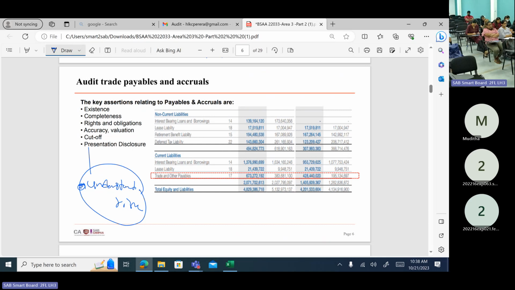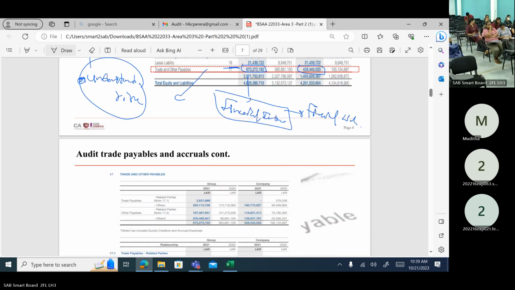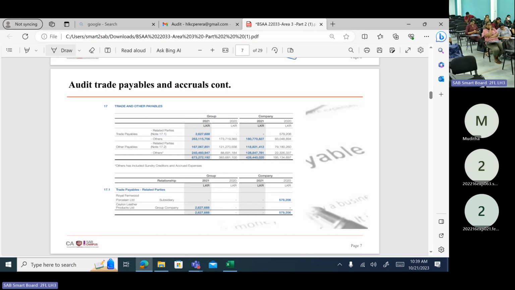Trade and other payables. Financial instrument. I hope this does not contain a statutory paper. Trade and other payables: the financial instrument, financial liability. Financial liability, right? It's the breakup: trade payables, other payables, related parties, like what we have.